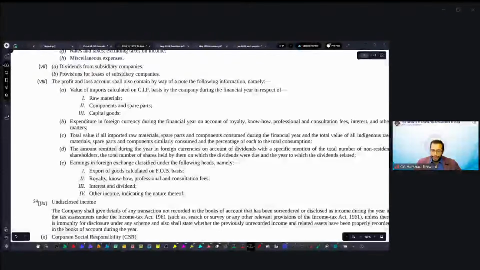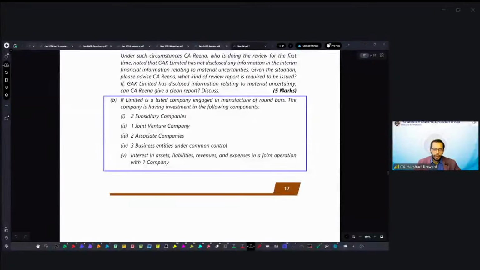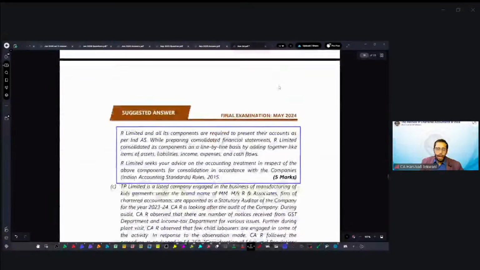There is one more interesting question that I would like to take on the consolidation part. Very interesting question. R Limited is a listed company engaged in the manufacturing of round bars. The company has investment in the following components: 2 subsidiaries, 1 joint venture, 2 associates, 3 business entities under common control, and interest in asset, liability, revenue, and expense in a joint operation with 1 company. R Limited and all its components are required to present their accounts as per Ind AS.